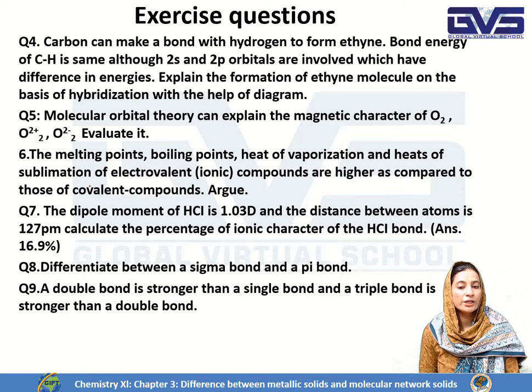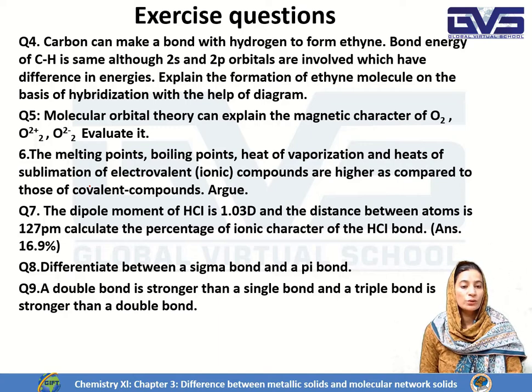Melting point, boiling point, heat of vaporization and heat of sublimation of electrovalent ionic compounds are higher as compared to those of covalent compounds, argue or discuss. So this we have just discussed in the immediately previous lecture.